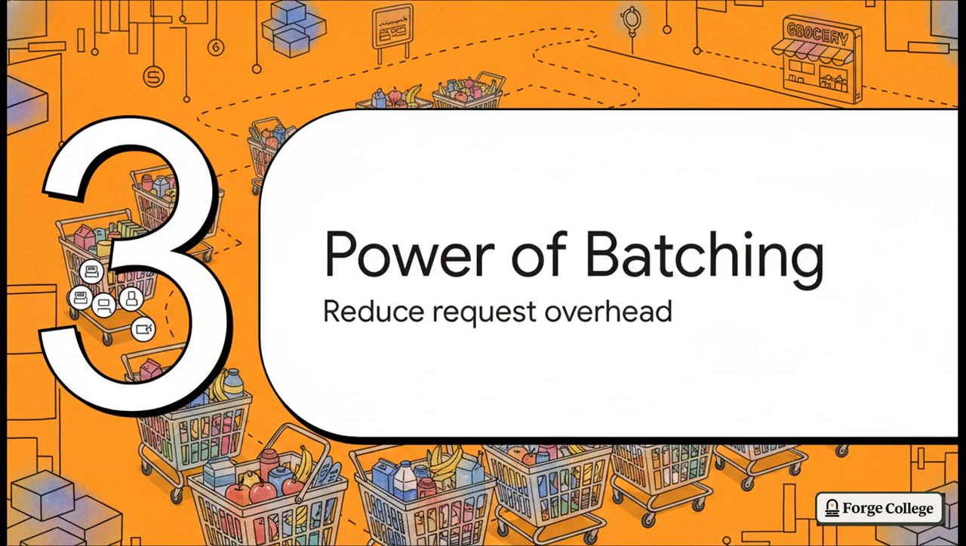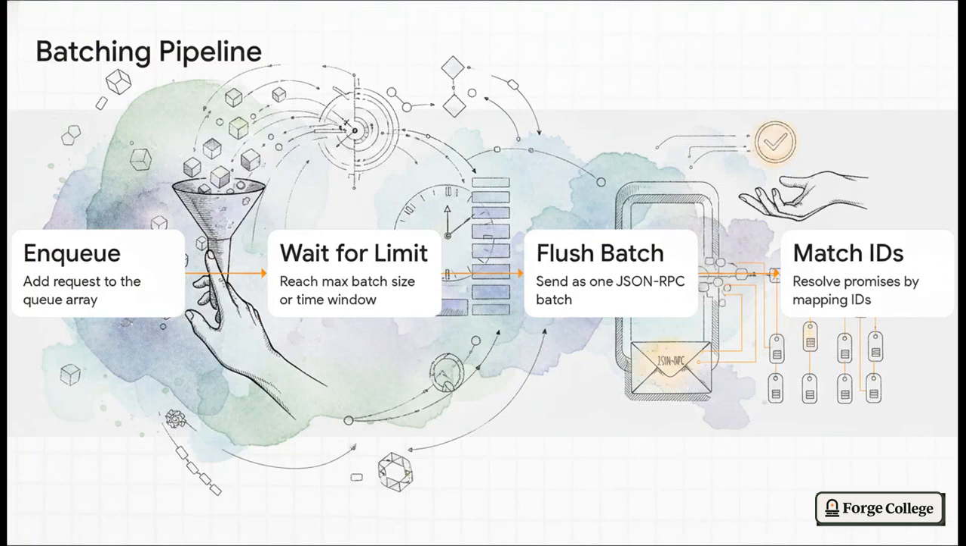All right, Section 3, the power of batching. Let's look at reducing request overhead. If backoff is about how you retry, batching is all about how you pack. It's exactly like bringing a comprehensive grocery list with you instead of driving back and forth to the store for every single individual item.